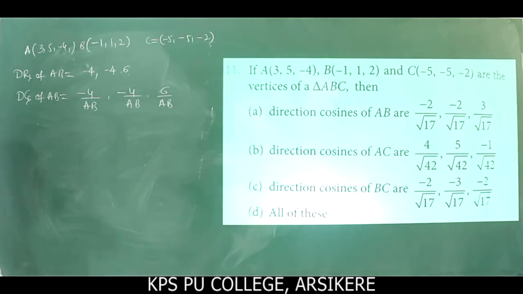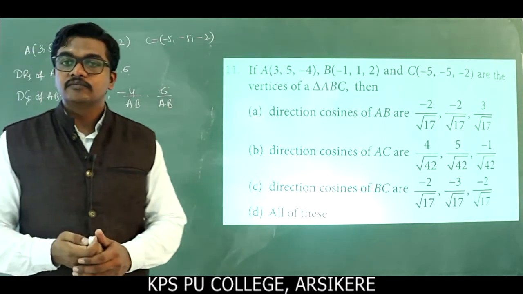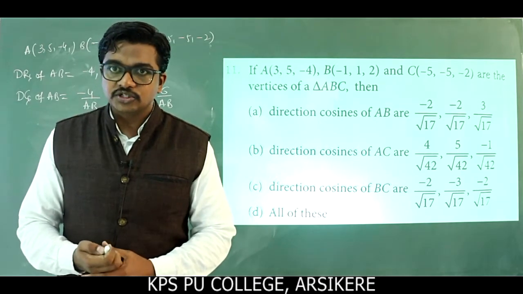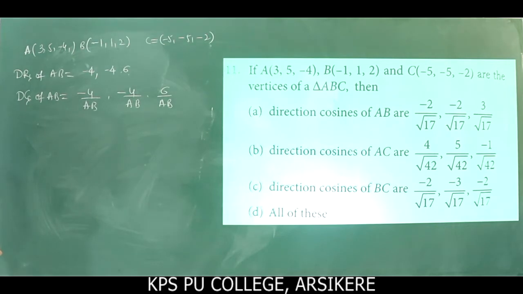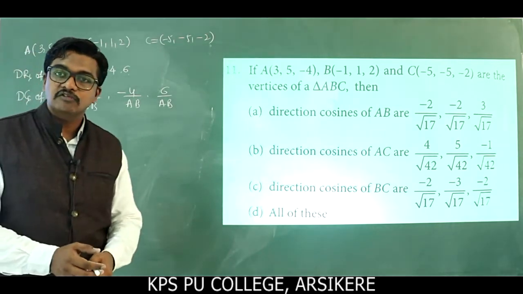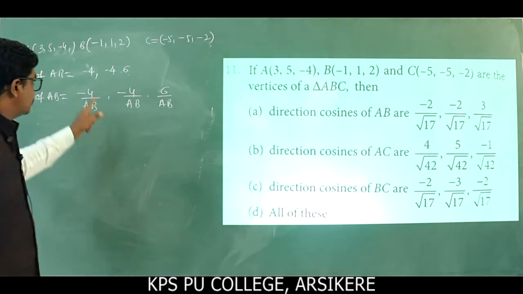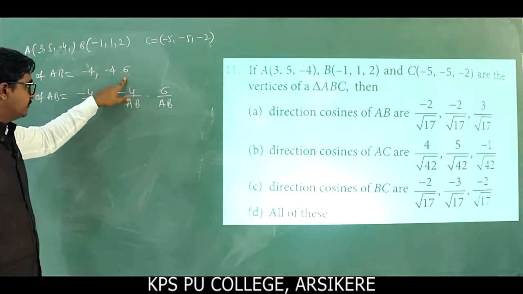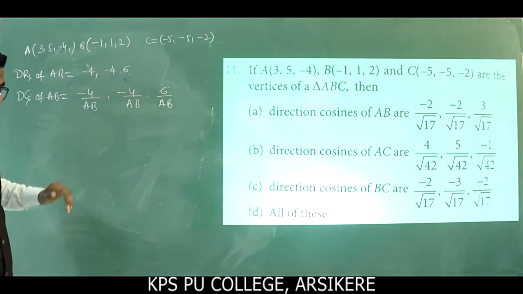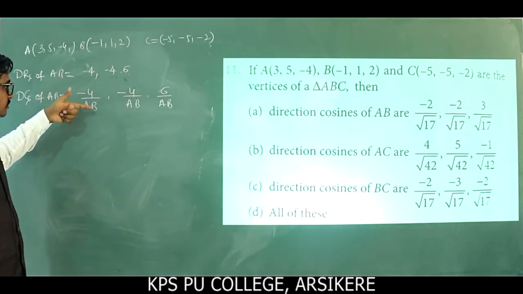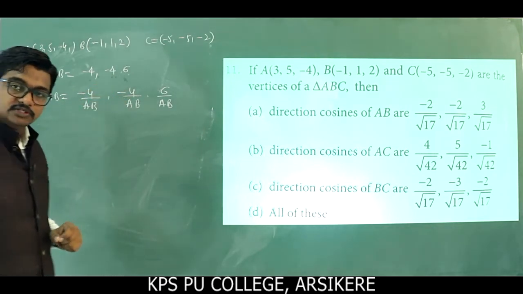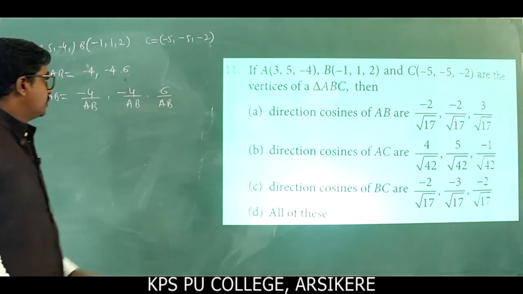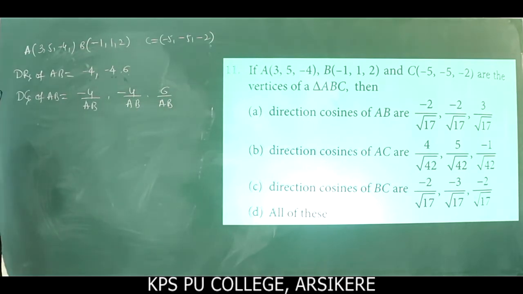Or else, when A, B, C are given as the direction ratios, the direction cosines are A divided by root of A square plus B square plus C square, B divided by root of A square plus B square plus C square, and C divided by root of A square plus B square plus C square. So for these direction ratios A, B, C, the corresponding direction cosines are A divided by the root of A square plus B square plus C square, and so on.